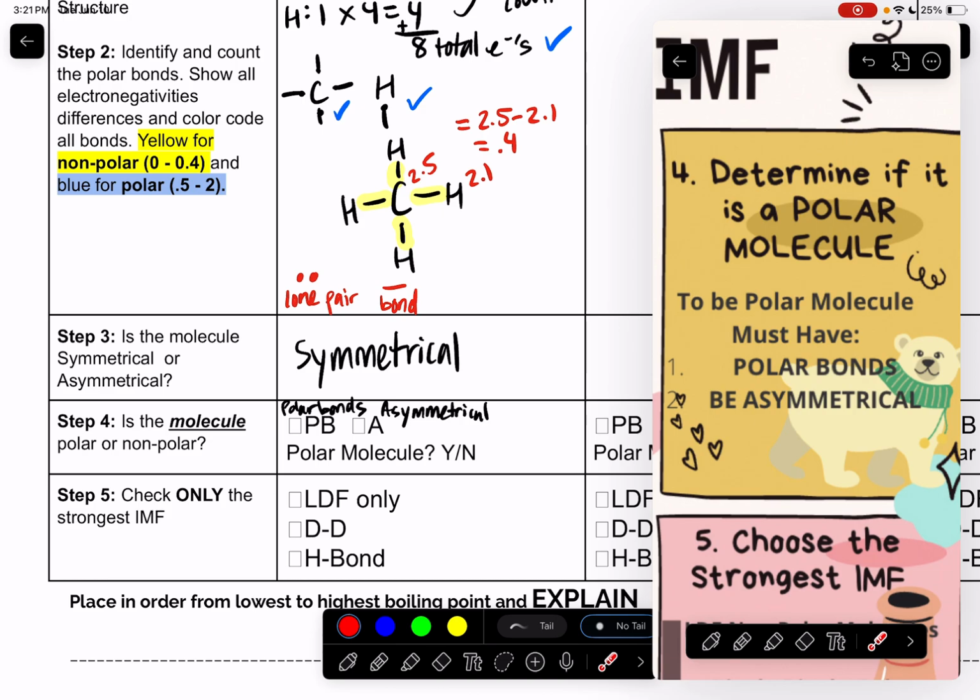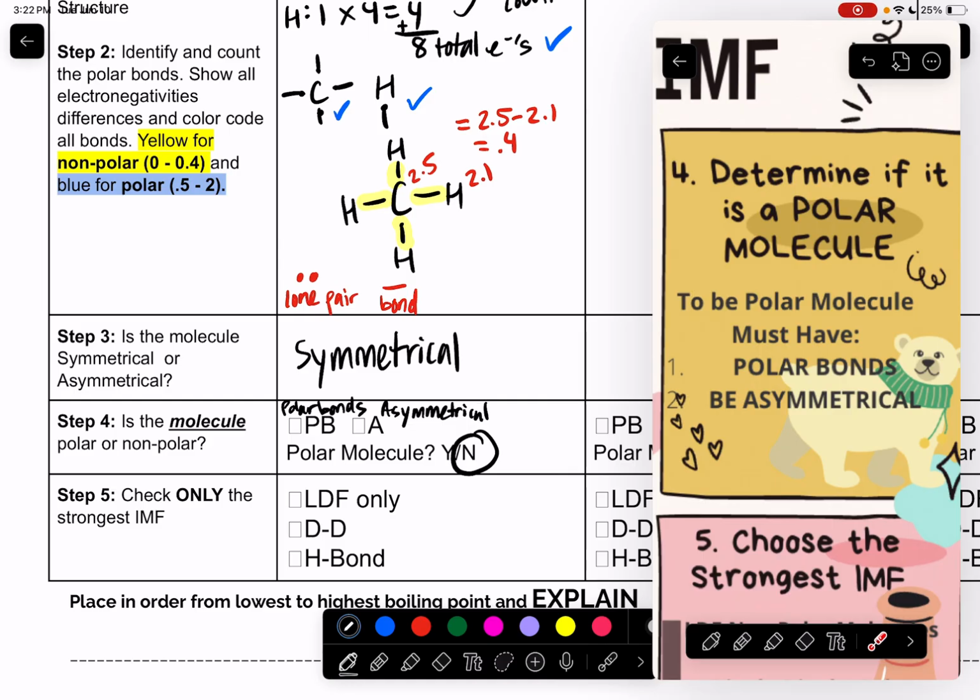So let's look at ours. Do we have polar bonds? No, so I'm not going to check that box off. Is this molecule asymmetrical? Also no, so I'm not going to check off that box. That means that this molecule is not a polar molecule, so I'm going to circle no.